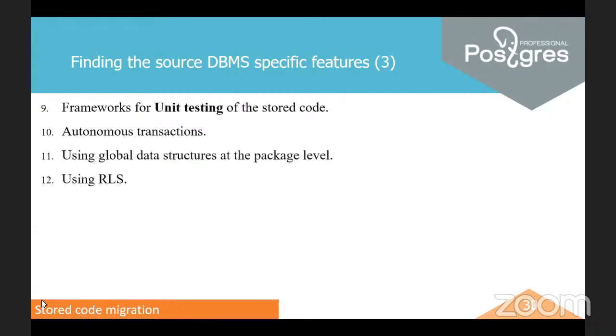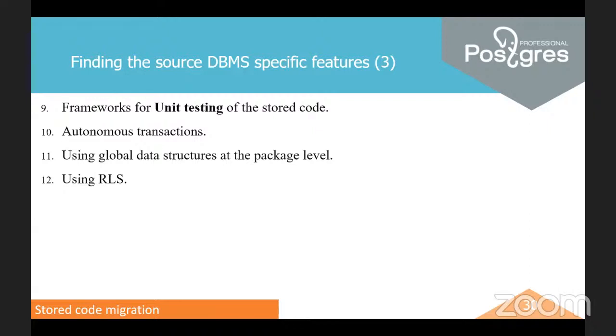So the next point is frameworks for unit testing of the stored code, and it's pgTAP and pgProof. In my opinion, it's the only way to make sure that the code is transferred correctly in terms of business logic. So you can write your own test and see if it satisfies the desired result. Autonomous transaction usage is the next point. They're available in Postgres Pro Enterprise distribution, and dblink or pg_background modules could also be used for that.